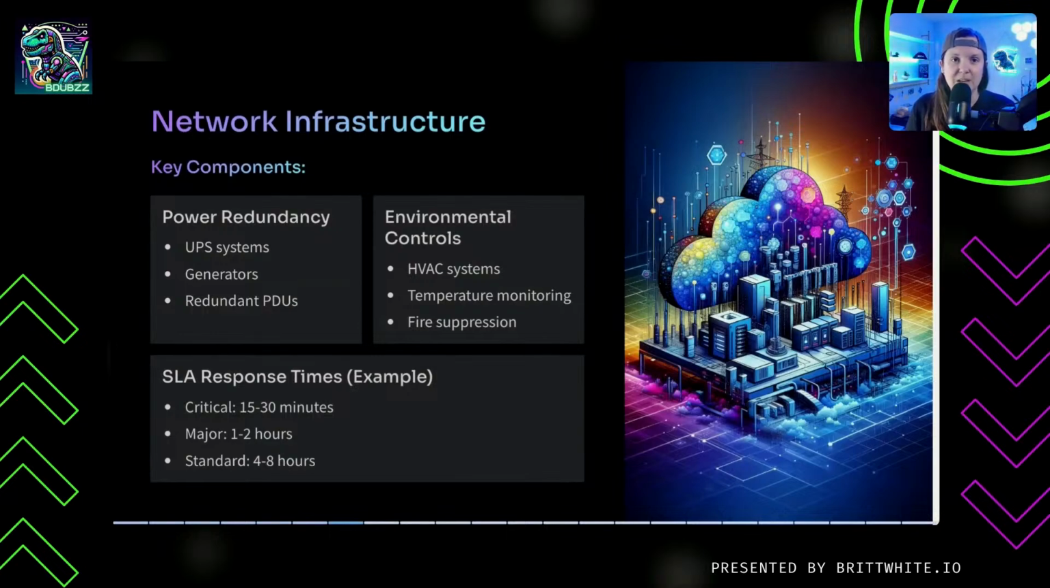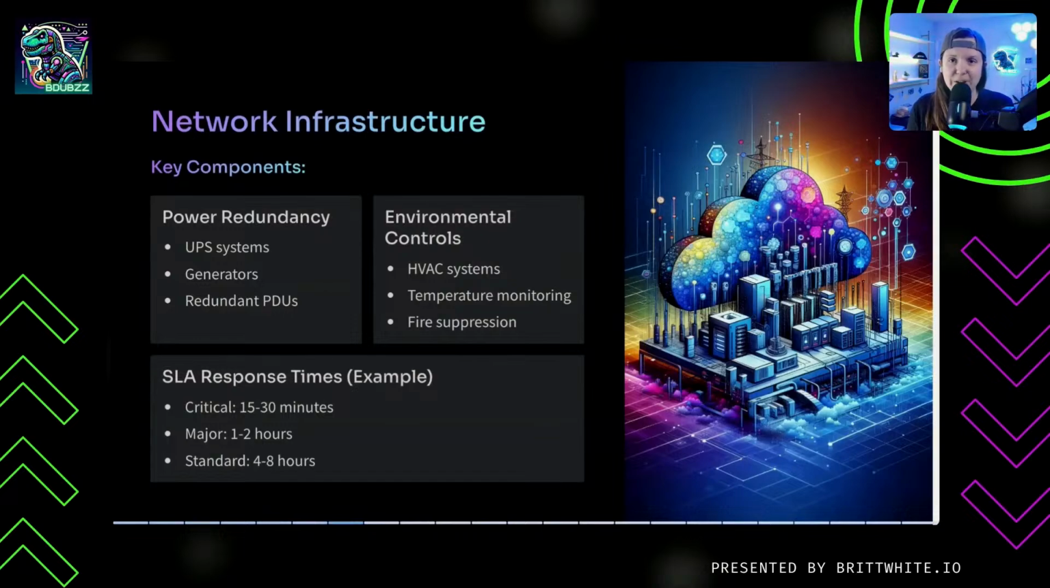Take hospitals, for example. They typically maintain 3 separate power sources: direct power feeds, UPS systems, and emergency generators. Likewise, financial institutions often include redundant internet connections to guarantee continuous service. The environment around our equipment is just as crucial. We maintain precise temperature control through HVAC systems. We need to constantly monitor temperature and humidity levels to prevent hardware failures and install specialized fire suppression systems to protect our physical assets. And when issues do arise, we need clear response times defined in our SLAs.